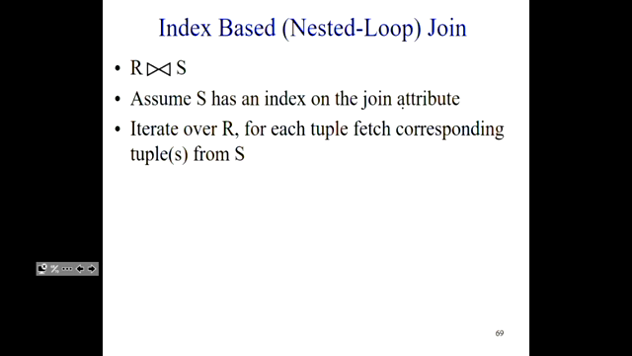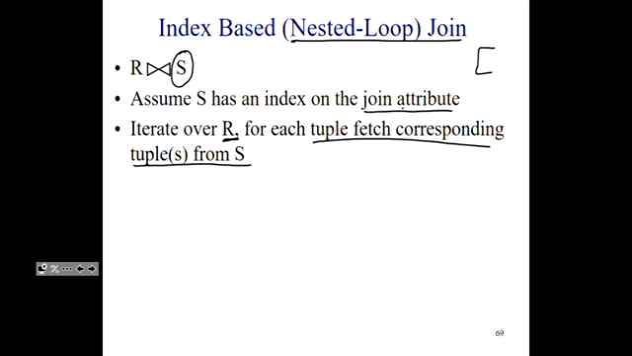So let's see how we can use this for more complex operations beyond selection. Let's say I wanted to do a nested loop join, and let's assume that I have an index on S on the join attribute. What I can do in this case is iterate over R, and for each tuple fetch the corresponding tuples from S. A nested loops join is basically one loop corresponding to R and one loop corresponding to S, right? So it's a nested loop.